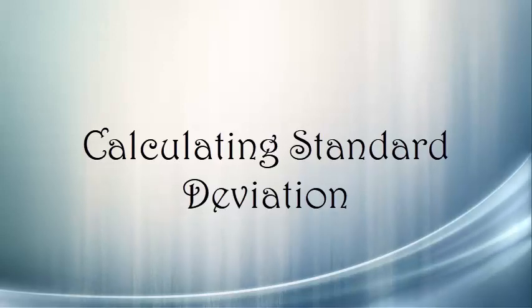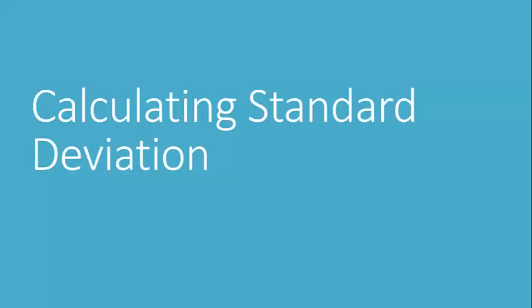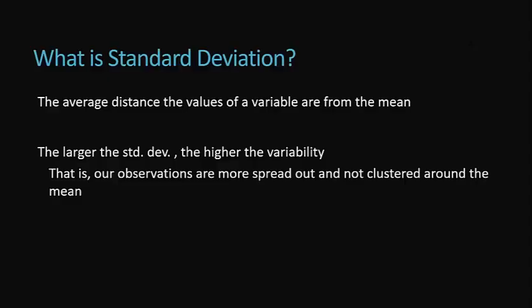Here is a quick example of how to calculate the standard deviation. First, let's talk about what standard deviation is. You can think about standard deviation as a measure of variability or spread in the data. It's defined as the average distance the values of a variable are from the mean.